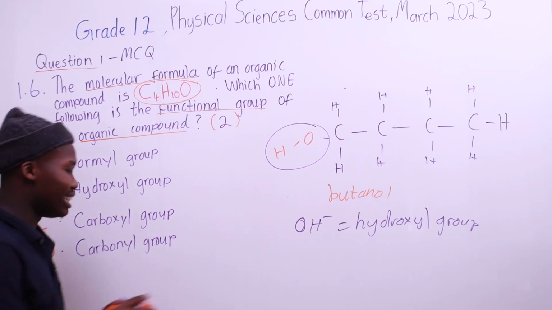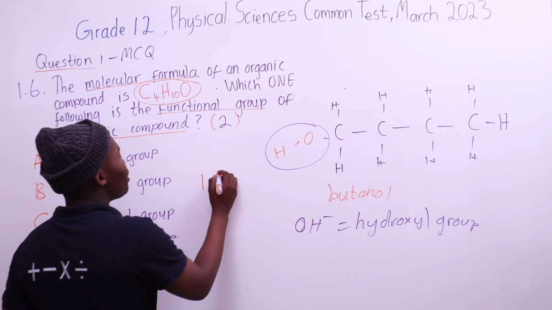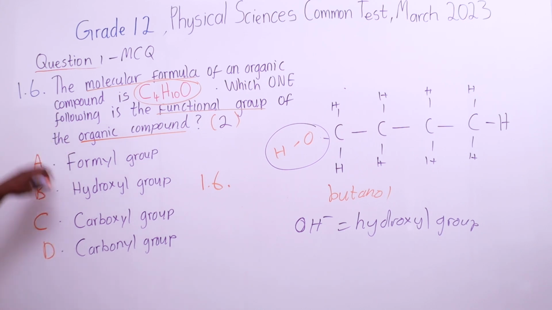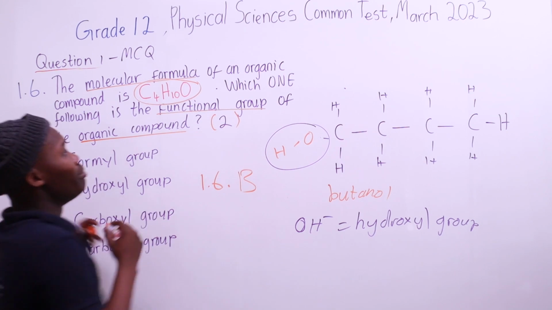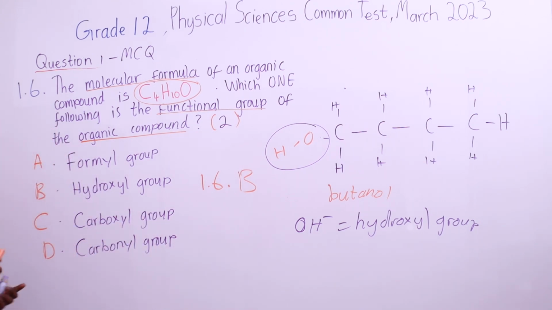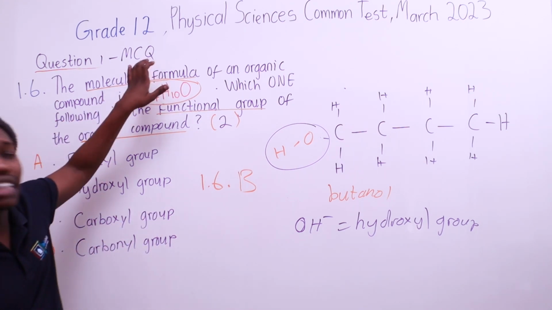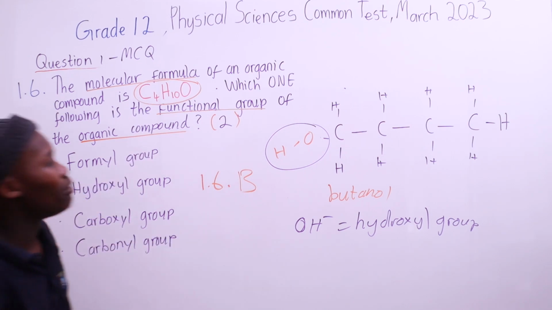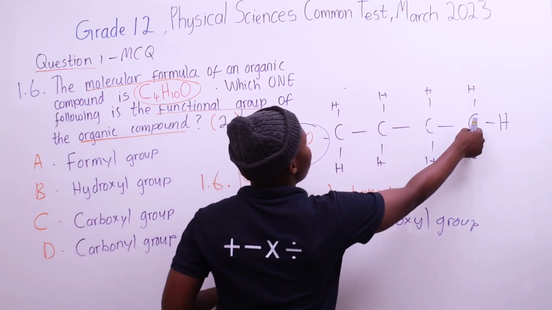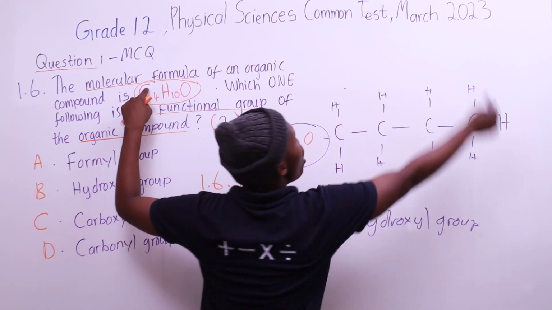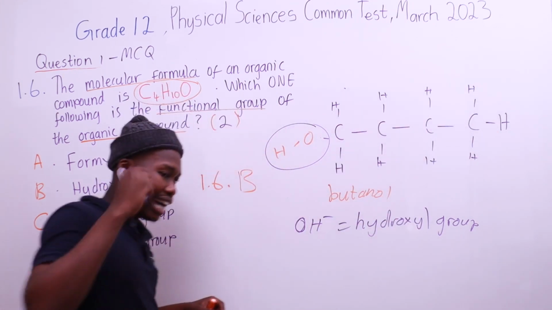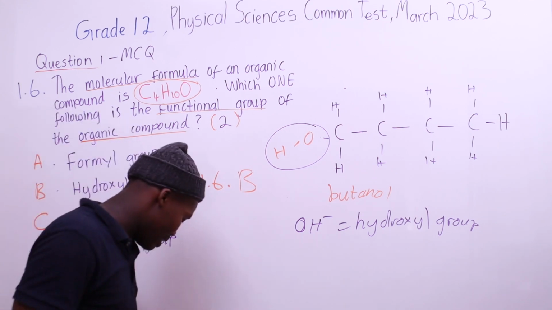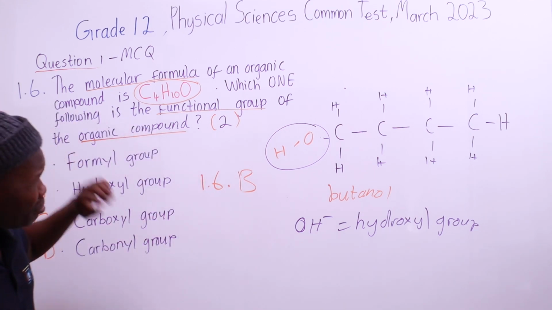Remember, we defined the molecular formula whereby you count all the C, so 4, count all the H, so 10, and count all the O. You count the number of each individual element.